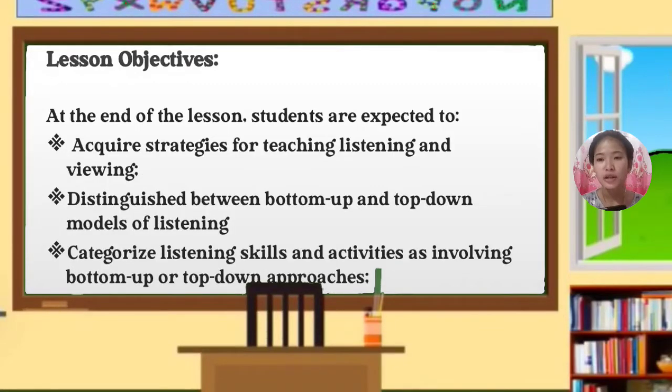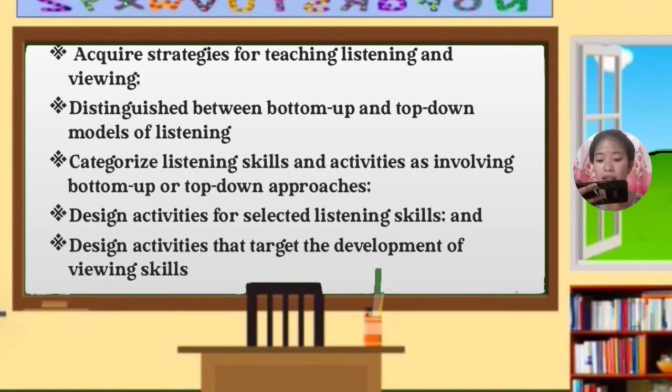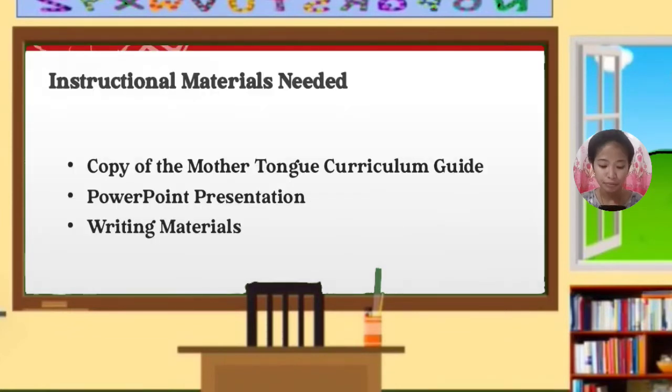For today's lesson objectives, at the end of the lesson, the students are expected to acquire strategies for teaching listening and viewing, distinguish between bottom-up and top-down models of listening, categorize listening skills and activities as involving bottom-up or top-down approaches, design activities for selected listening skills, and design activities that target the development of viewing skills. So that's our learning objectives for today.